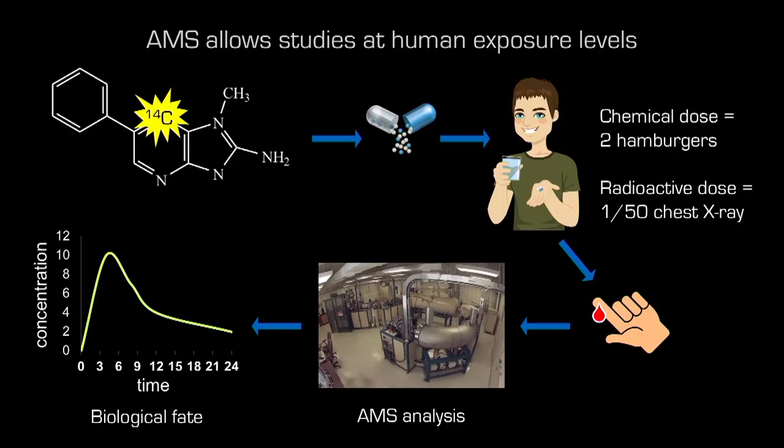So very low levels that really don't have any effect on the body, but it allows us to trace it using AMS. So after they took this chemical dose, then we got a very small blood sample from them, and we took that blood sample and we put it on the AMS. And we were able to follow it and count the amount of C14, which is associated with the chemical, and determine the biological fate of this chemical to see how it was metabolized, what tissues it interacted with, how it was eliminated as well. And we also looked at how it interacted with DNA, because from the blood sample, we can isolate DNA from white blood cells and then look and see if this chemical actually binds human DNA.